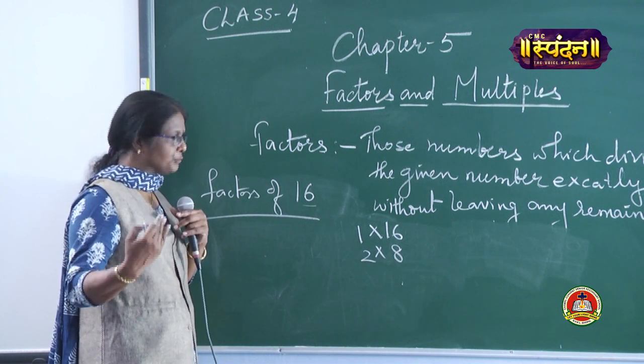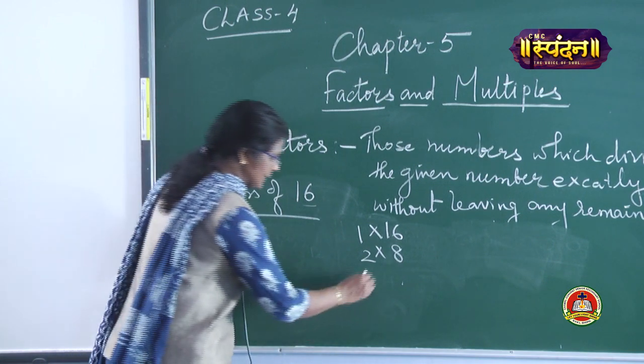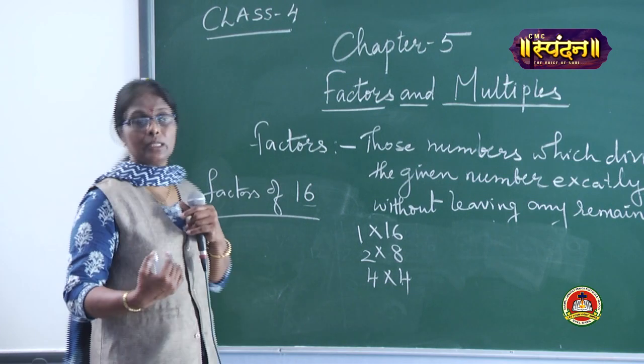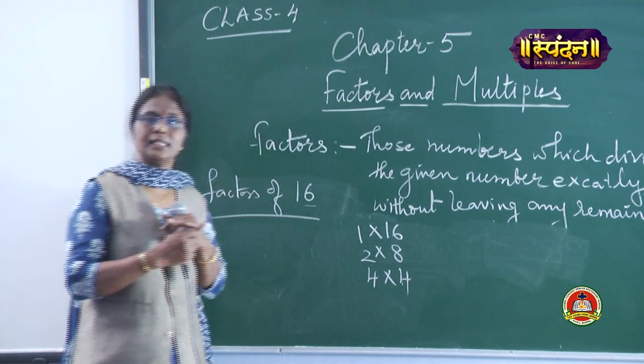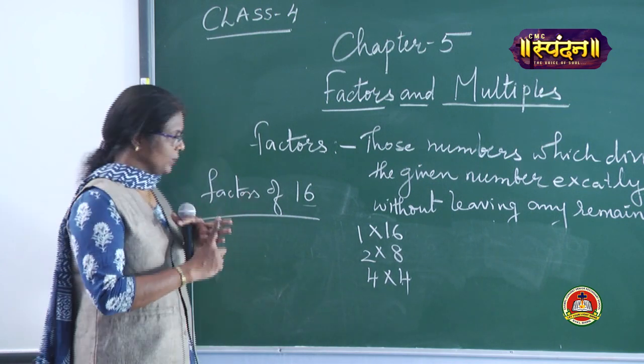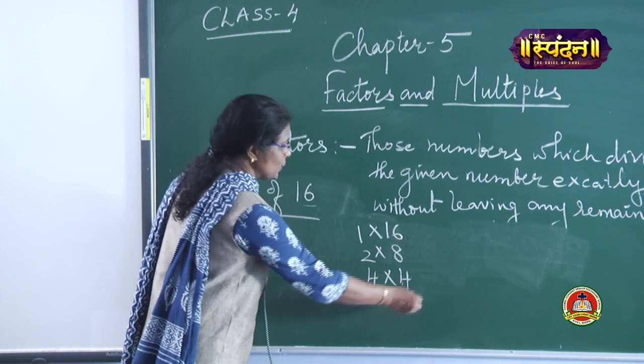Okay. Now coming to 4. Do you find 16 in the table of 4? Yes. 4 4s are 16. Now coming to the table of 6, we don't find 16 in the table of 6. We don't find 16 in the table of 7. Then coming to 8, 8 2s are 16 is same as 2 8s are 16. So we stop it here.